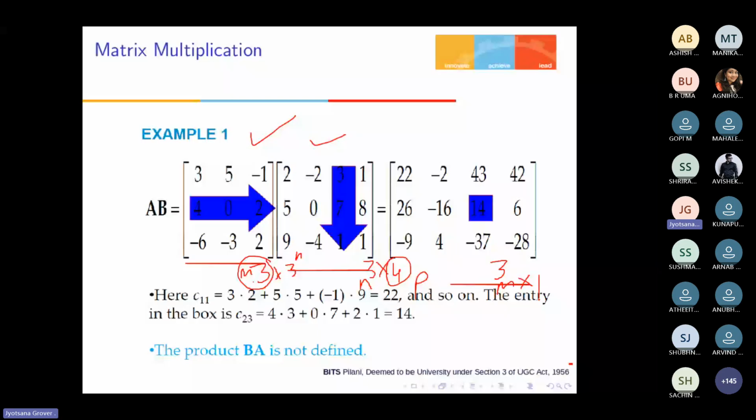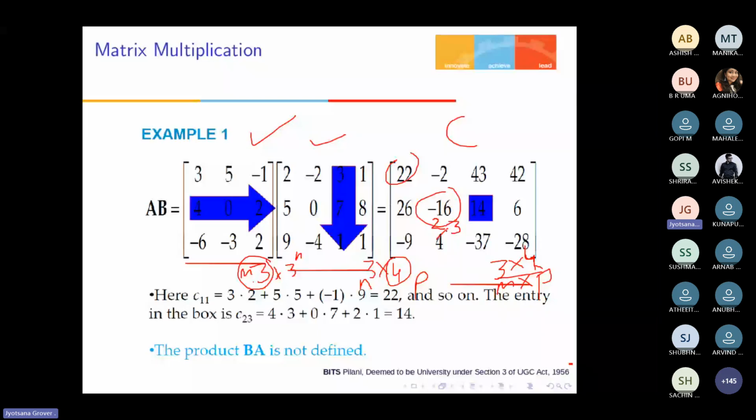Okay. Now I have verified this entry, right? Now let's verify. So that means my resultant matrix C will have 3 rows and 4 columns. Now let me tell you how you will get this entry. This entry is second row and third column.